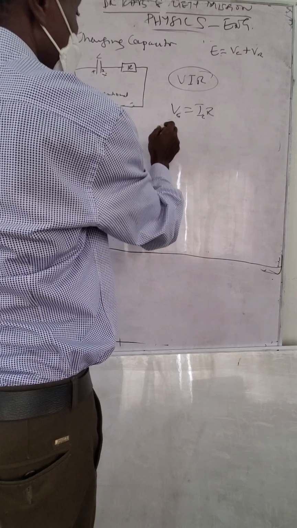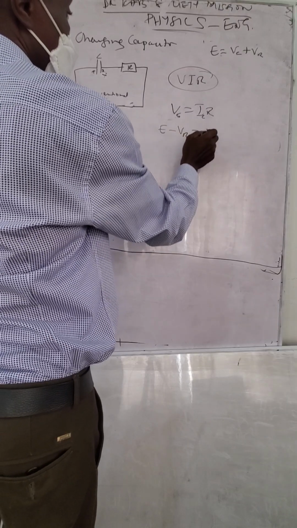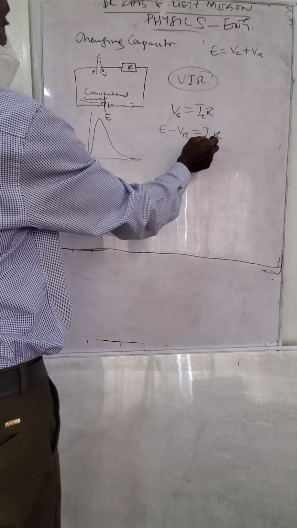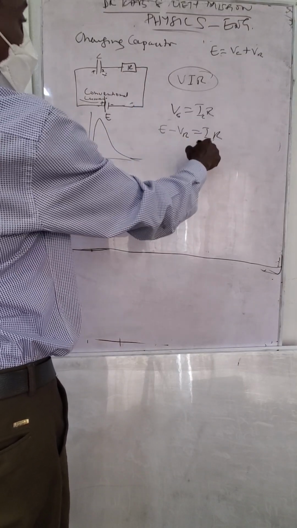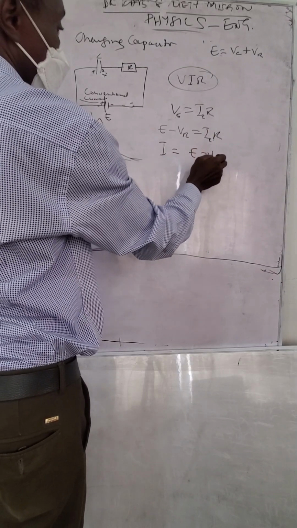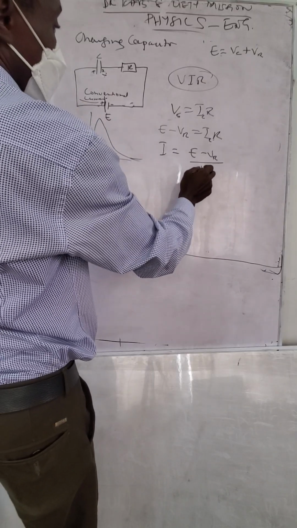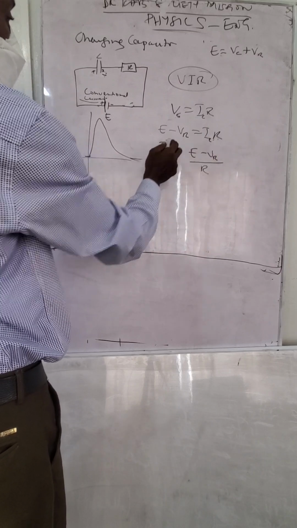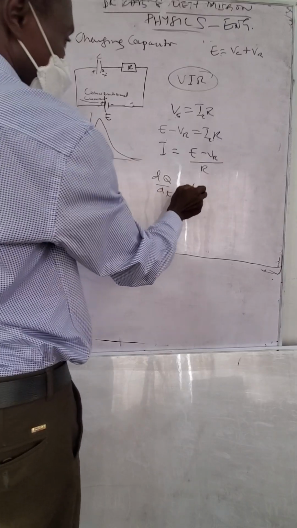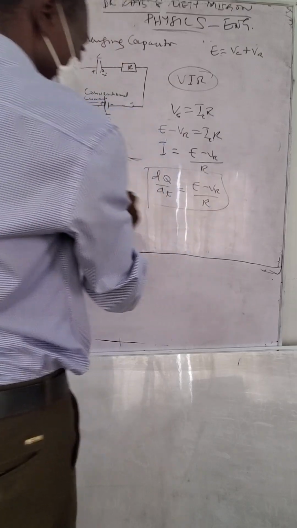VC will become E minus VR, which is equal to I times R, the current through the capacitor. That is what is happening. Now, this is the same as saying I is equal to E minus VC over R. And this is the same as Q over t, which is equal to E minus VC over R. This is where the equation is.